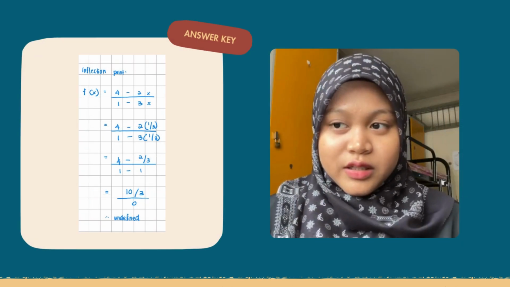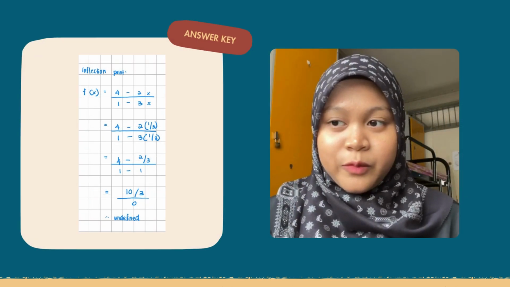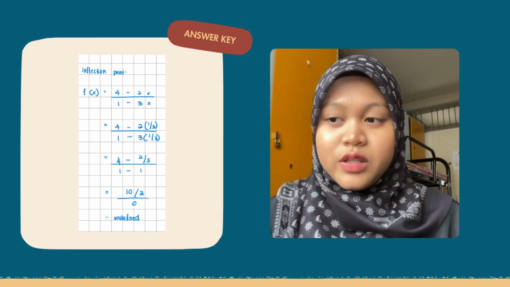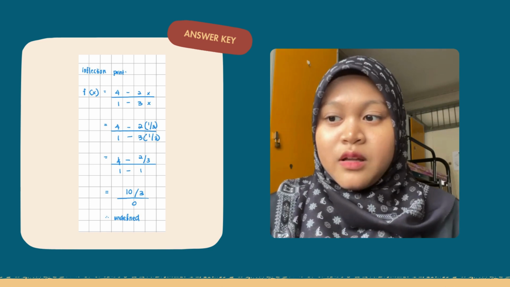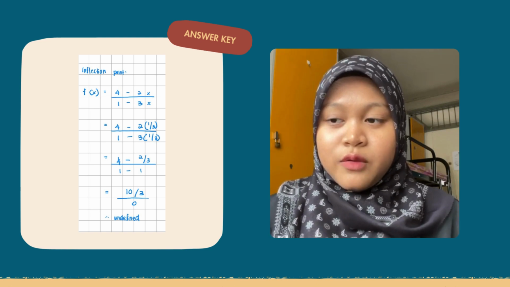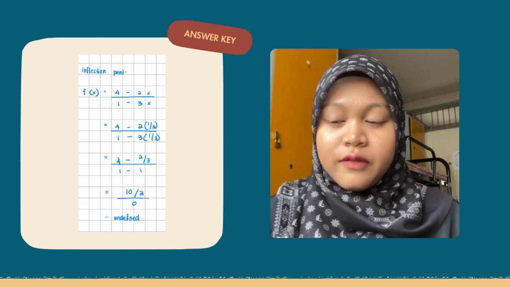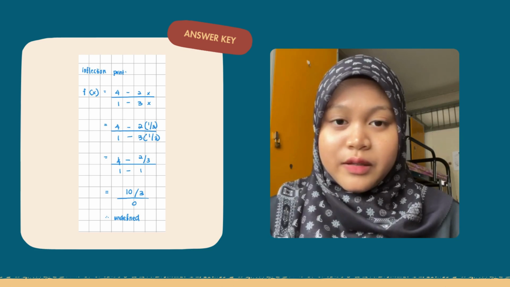The next one is to find the inflection point. To find the inflection point, we have to substitute x with the 1/3 that we found as the vertical asymptote. And then we have to calculate it. If we calculate it, the inflection point will be undefined.